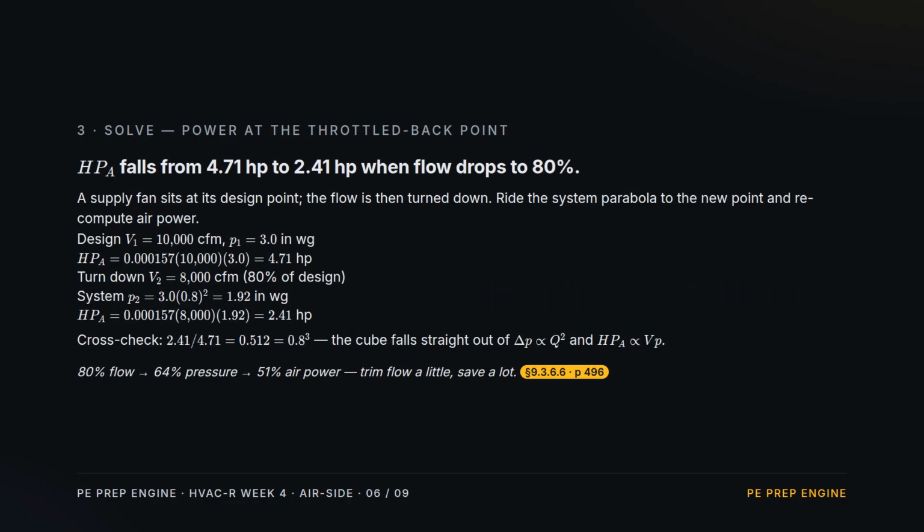Solve. At the design point, 10,000 CFM and 3 inches water gauge, the air power is 4.71 horsepower. Turn the flow down to 80%, 8,000 CFM, and ride the system parabola. Pressure drops to 3 times 0.8 squared, 1.92. Air power at the new point is 2.41 horsepower. Cross-check the ratio. 2.41 over 4.71 is 0.512, which is 0.8 cubed. The cube falls right out of the parabola and the power law.